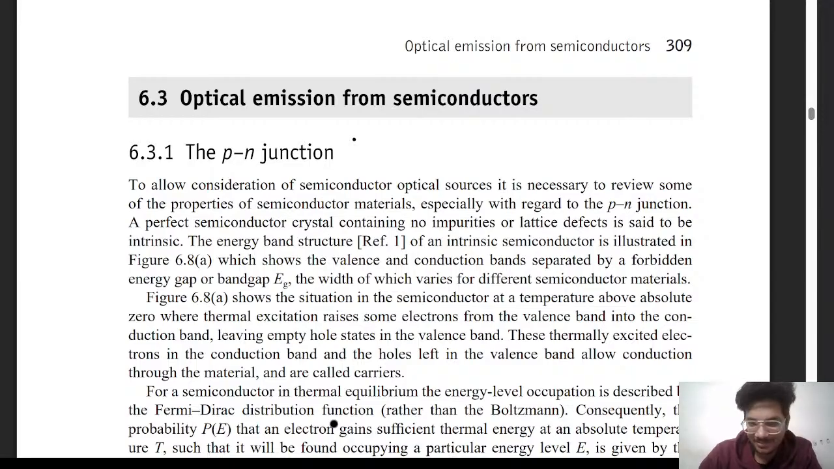To understand the basic semiconductor optical sources like LEDs and lasers, we first need the basic physics of the PN junction.